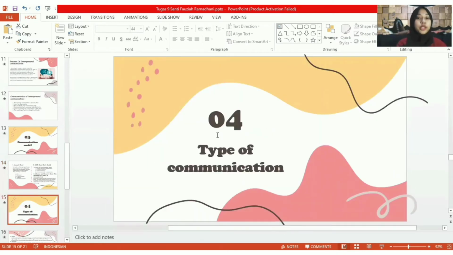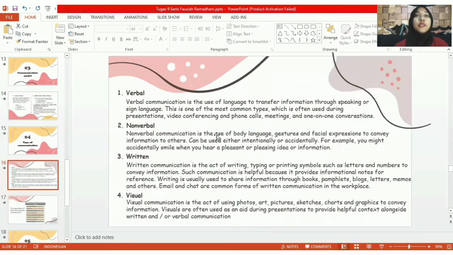Types of communication. The first is verbal. Verbal communication is the use of language to transfer information through speaking or sign language. This is one of the most common types, which is often used during presentations, video conferencing, phone calls, meetings, and many more.